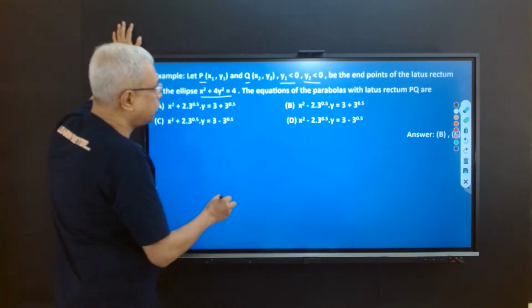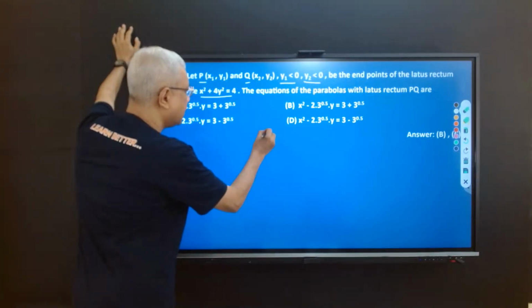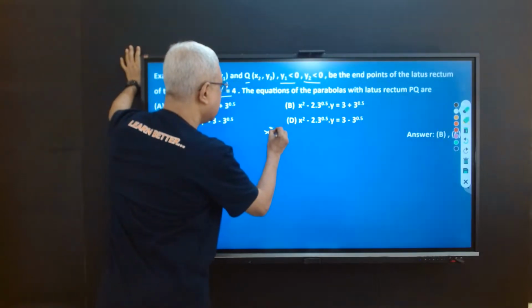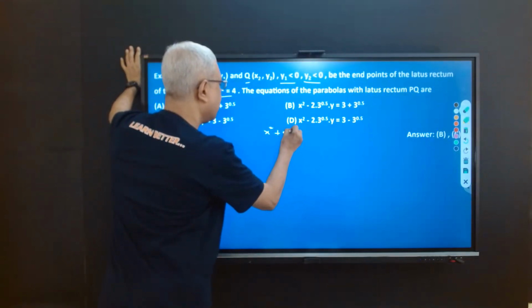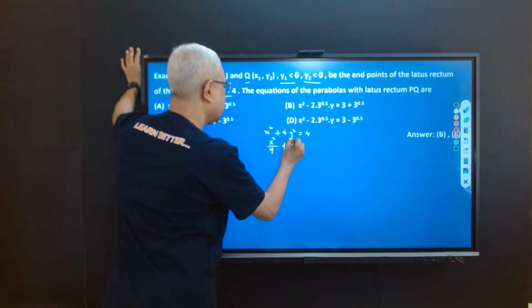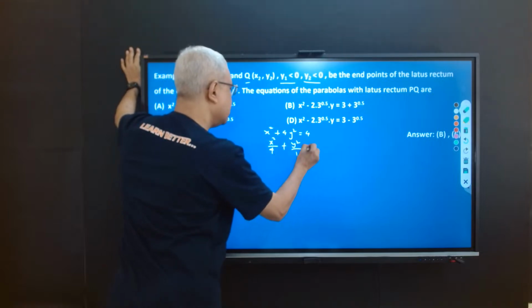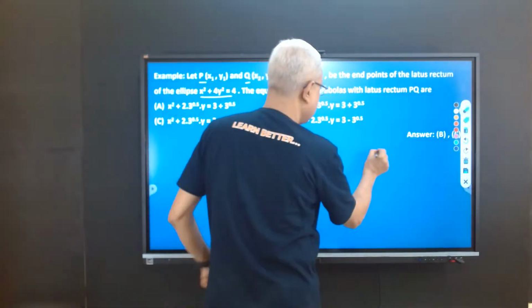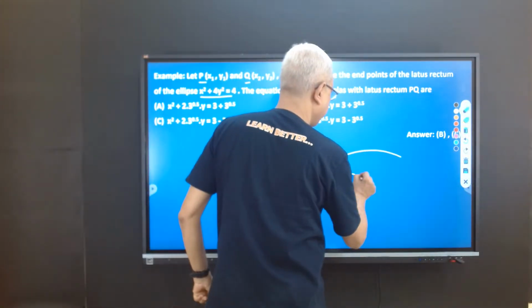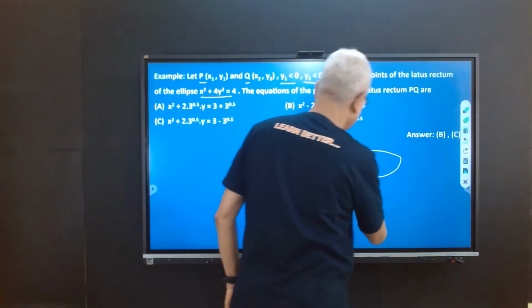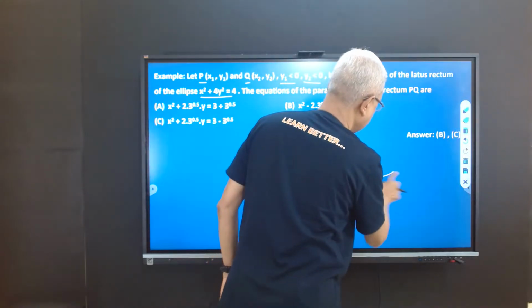So, the given equation of the ellipse is x square plus 4y square equal to 4. That means x square by 4 plus y square by 1 equal to 1. Therefore, this represents a standard ellipse like this. Let me draw it more properly.